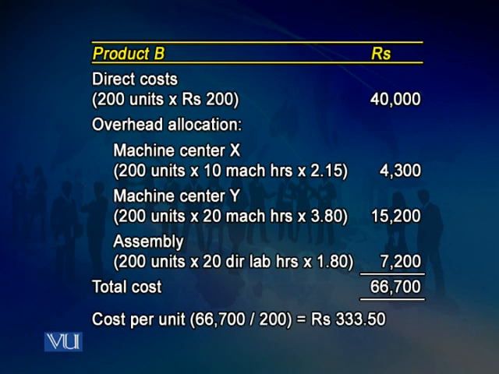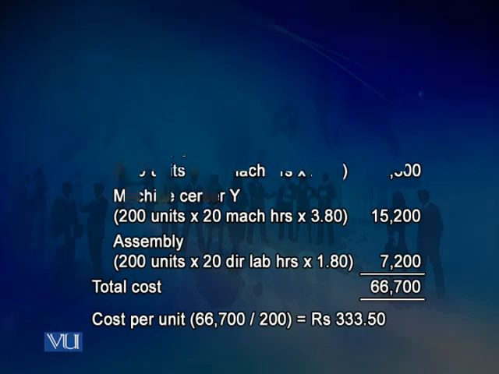66,700 is the cost for 200 units. Dividing that by 200 gives you the per unit cost of 333.5. This is how the traditional system is going to allocate the costs to the products. So now we have a per unit cost for product A and we have a per unit cost for product B. We can now compare this and see what would happen if we were going to use the activity-based costing system.